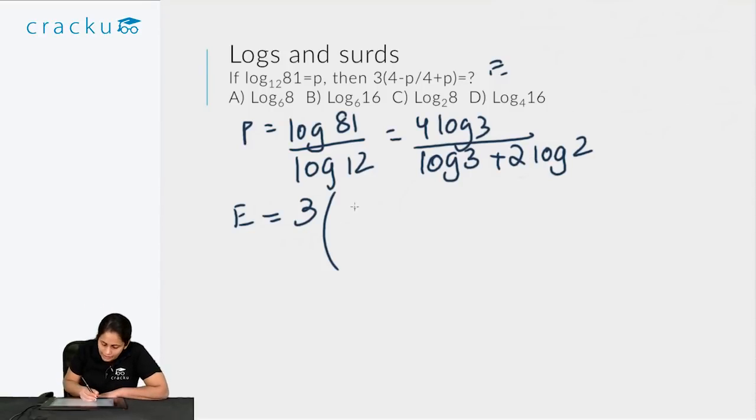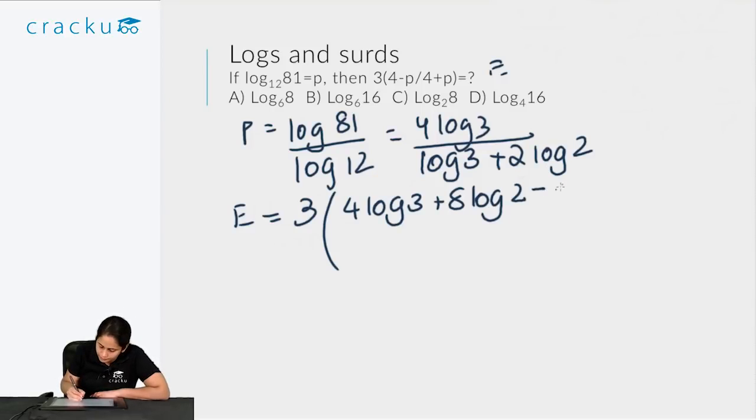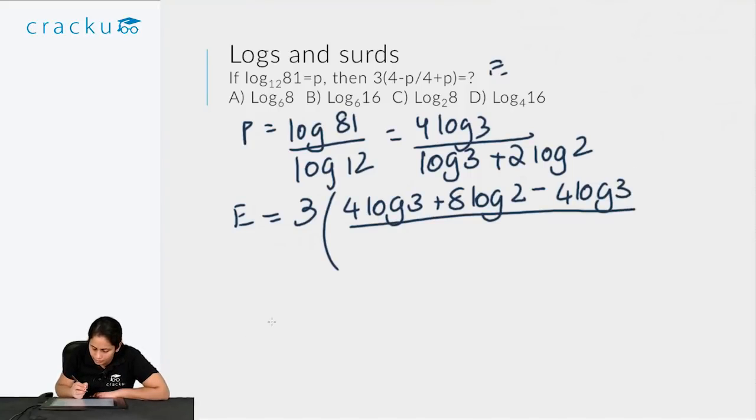So that I will get as, I will multiply it with the denominator directly, and I will cancel the denominator on both sides. So I get 4 log 3 plus 8 log 2 minus 4 log 3, divided by... then I have log 3 plus 2 log 2, but that will get cancelled in numerator and denominator, so I will not write that.